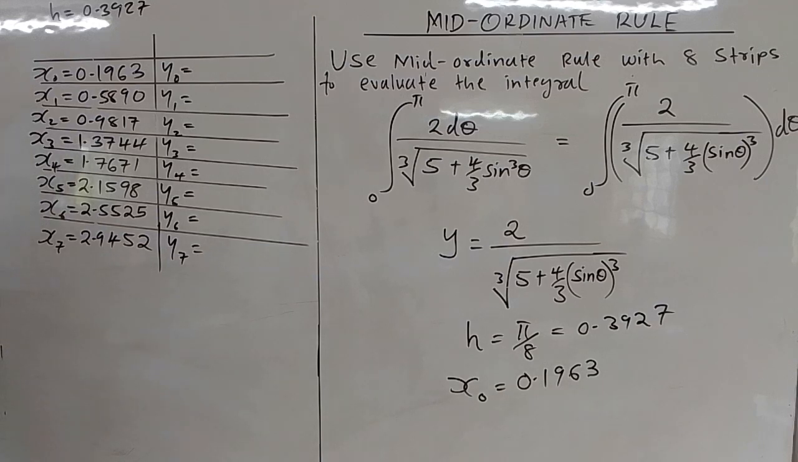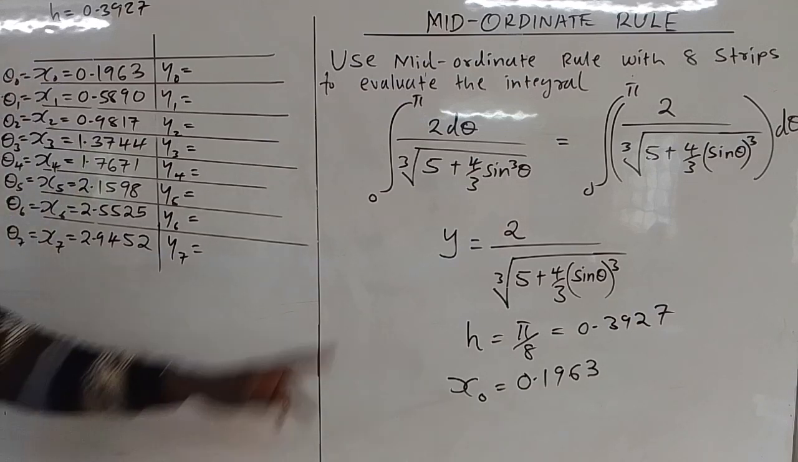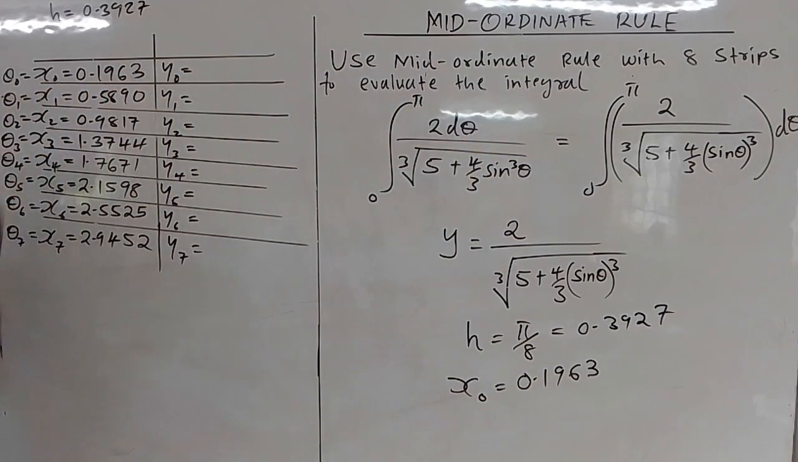You say theta 0 is the x0, theta 1 is the x1, theta 2 is the x2, theta 3 is the x3, theta 4 is the x4, theta 5 is the x5, theta 6 is the x6, theta 7 is the x7, because it's easier to work with xy coordinates, but you know your x here is theta. So you've now seen the relationship: theta naught is the x naught.